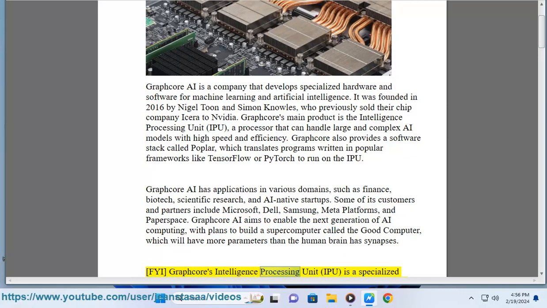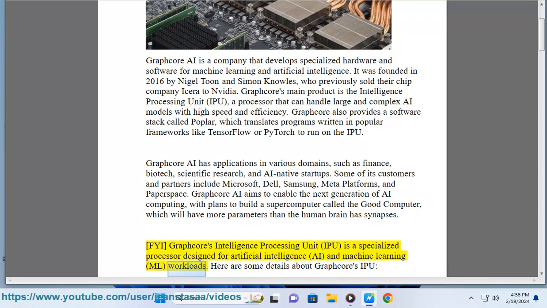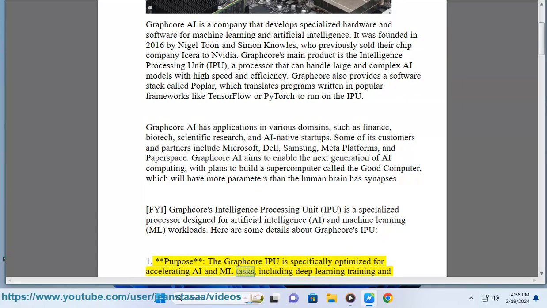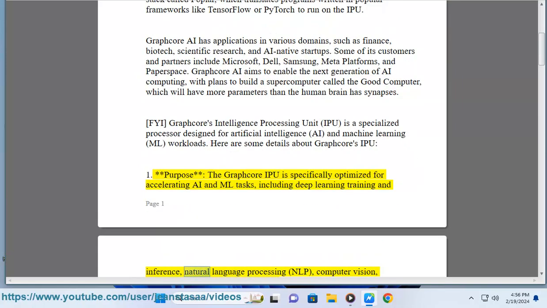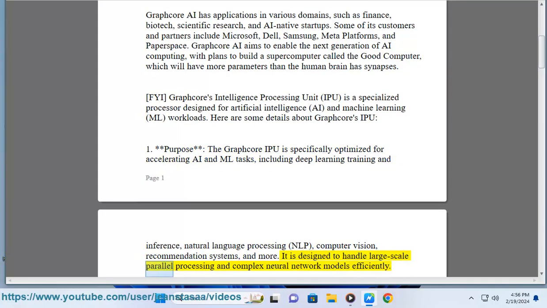FYI, Graphcore's Intelligence Processing Unit, IPU, is a specialized processor designed for artificial intelligence, AI, and machine learning, ML, workloads. Here are some details about Graphcore's IPU. 1. Purpose: the Graphcore IPU is specifically optimized for accelerating AI and ML tasks, including deep learning training and inference, natural language processing, NLP, computer vision, recommendation systems, and more. It is designed to handle large-scale parallel processing and complex neural network models efficiently.